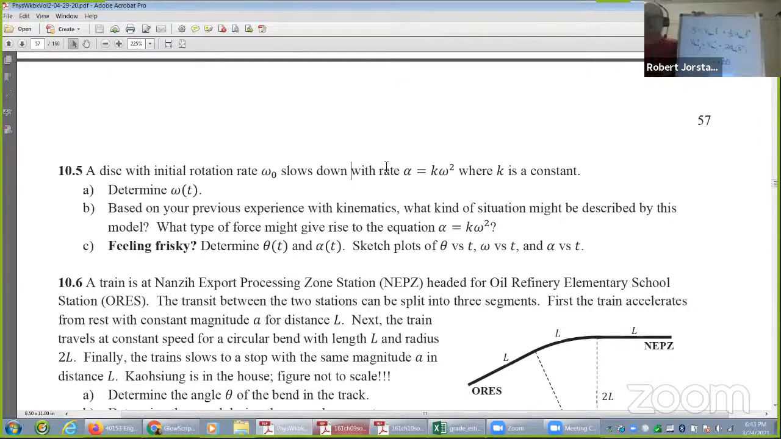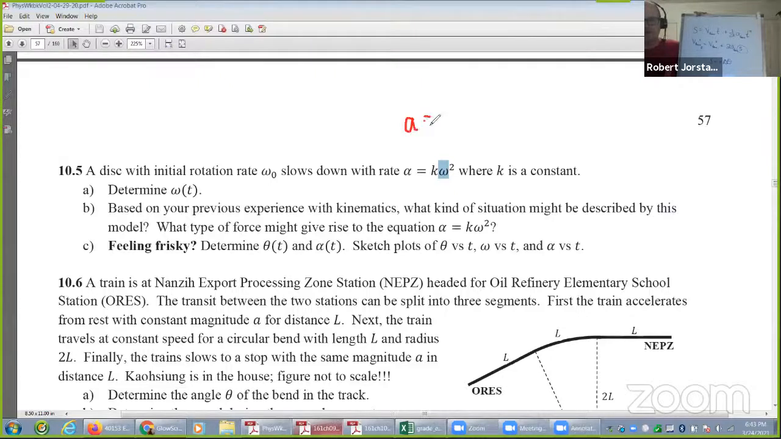This is the one where you should be falling apart. This is omega, and the acceleration is a function of omega. What if I wrote it like this? If I said a was equal to k v squared, and I said figure out v of t. Figure out the velocity as a function of time.